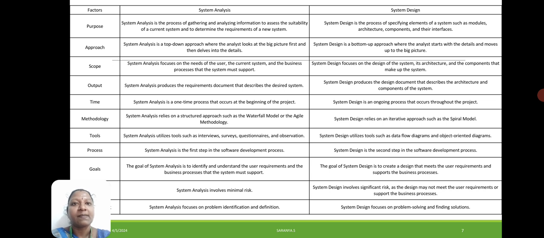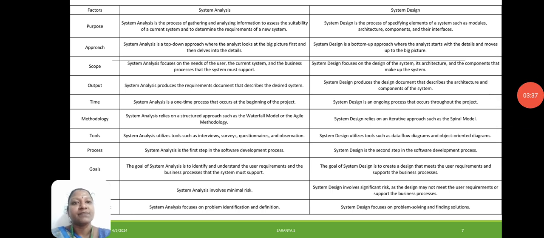First one is purpose. For purpose, system analysis is the process of gathering and analyzing the information to assess the suitability of a current system and to determine the requirements of the system. System design is a process of specifying elements of the system such as modules, architecture, components and their interface.